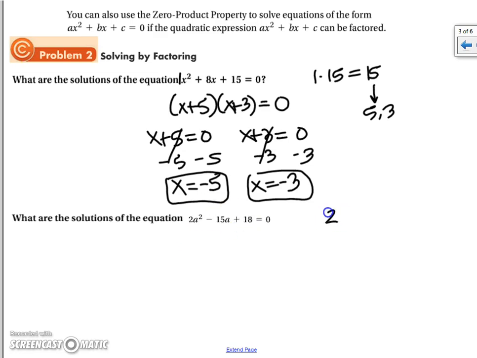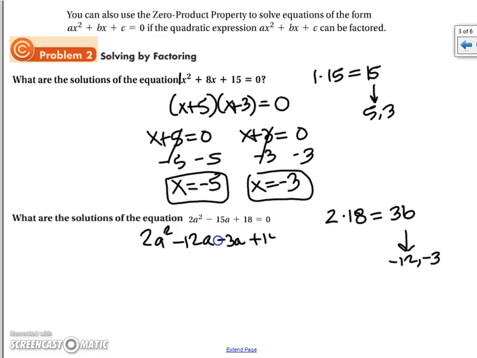So a times c, 2 times 18 is 36. So we're looking for the factors of 36 that are going to add to -15. In this case, that's -12 and -3. Since a is not 1, I do need to go through my factor by grouping process. So I will take my factors and rewrite my original equation. So now I have 2a squared minus 12a minus 3a plus 18. It is still equal to 0. I'll bring that back in a little bit just to save myself some space.